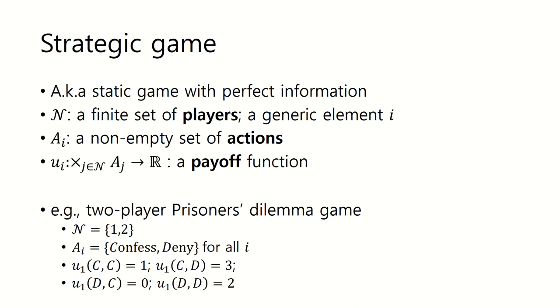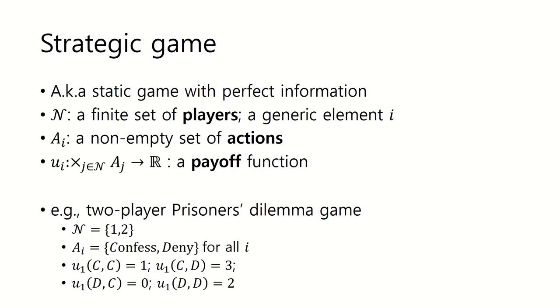And if player 1 confesses while player 2 denies, then player 1's payoff is 3. So if I confess and you deny, then I get some exemption, so my payoff will be higher. And similarly, the utility function assigns other action vectors to real numbers. Like, if I choose D and the other player chooses C, then my payoff is 0. If both players deny, then the payoff is 2. So this is a complete description of a game. So the two-player prisoner's dilemma is probably one of the simplest games, and at the same time it is one of the most well-known games in the world too.